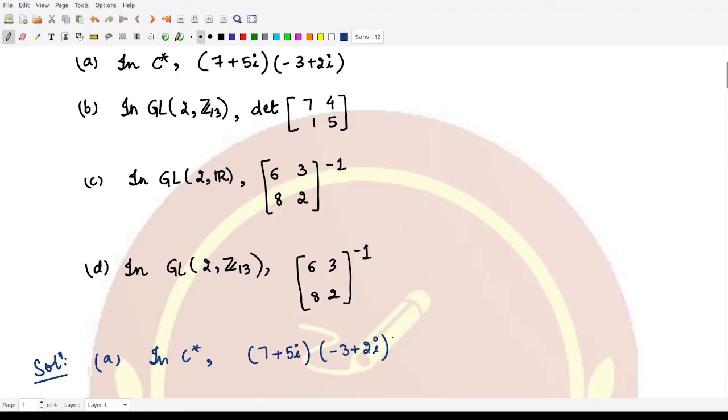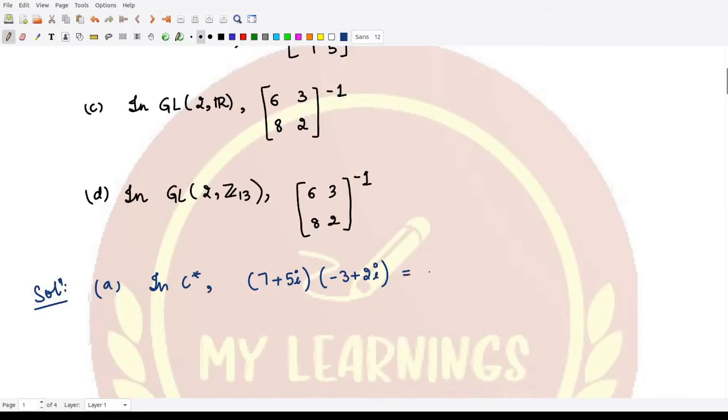Now this is very simple. We already know how to multiply two complex numbers. So the first element is multiplied with the first element here, it is minus 21. Then the first element is multiplied to the second element here, which is plus 14 iota. Then the second element is multiplied to the first element here, which is minus 15 iota, and the second element is multiplied to the second element here, which is what? It comes out to be minus 10, right? Because iota square is minus 1. So you can take the like terms together, it would come out to be minus 31 minus iota, and this is your answer for the first part.